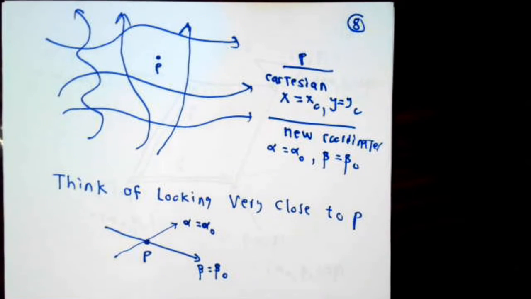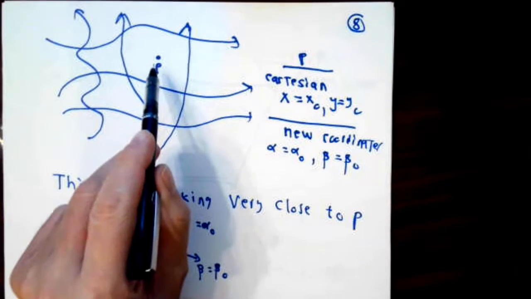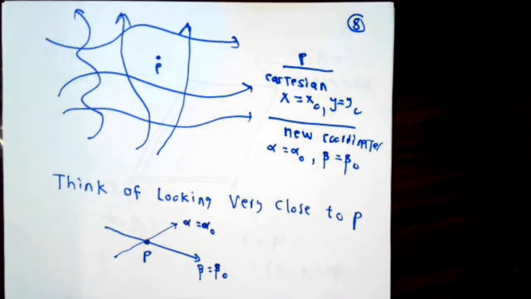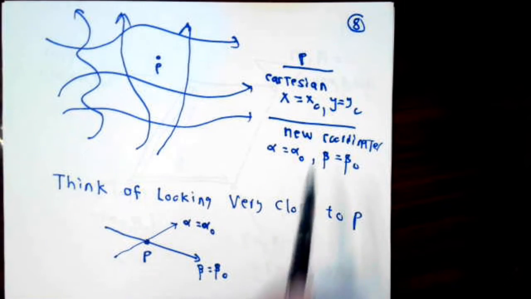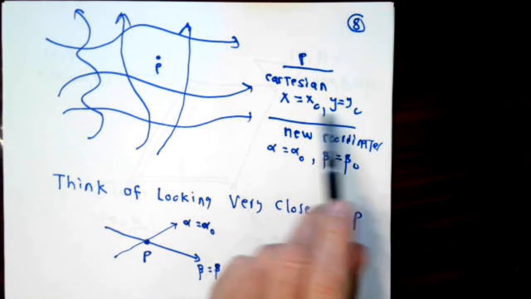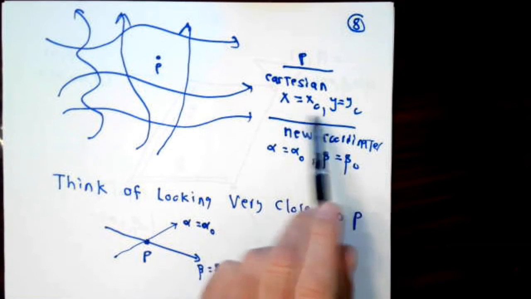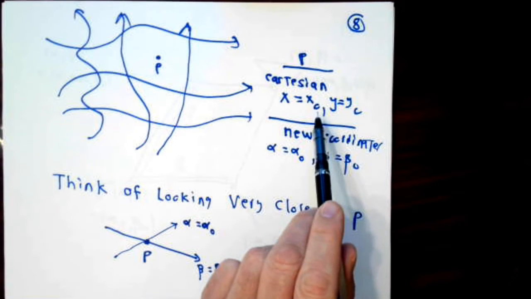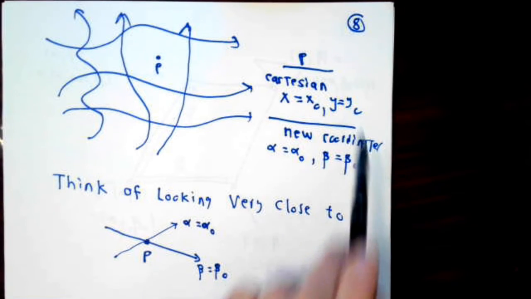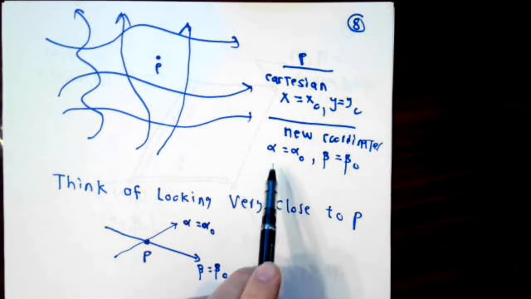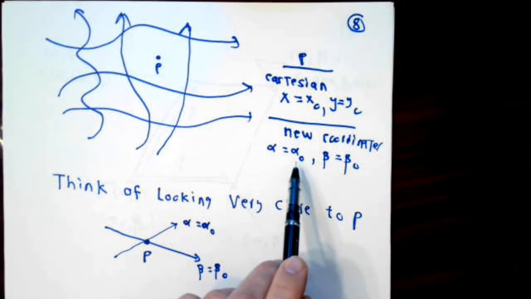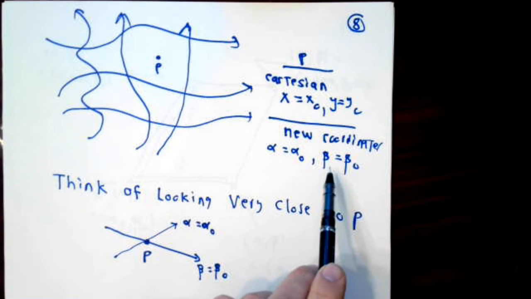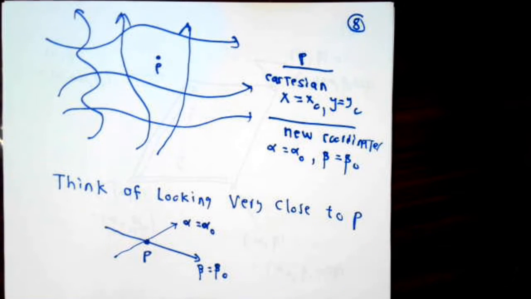So what we're going to do is select a point P. I'm not writing down the coordinates of that because I've got two sets of coordinates running around now. I'll have Cartesian coordinates. I'll say the coordinates of the point P in Cartesian is x0, y0. In the new coordinates, I'll say that alpha is some number alpha 0, and beta is some number beta 0.